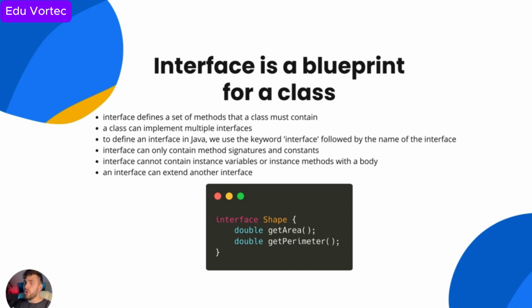Under the hood, all methods in interfaces are public, so we can write method definitions without the access modifier. It's important to note that an interface can only contain method signatures and constants. It cannot contain instance variables or instance methods with a body.